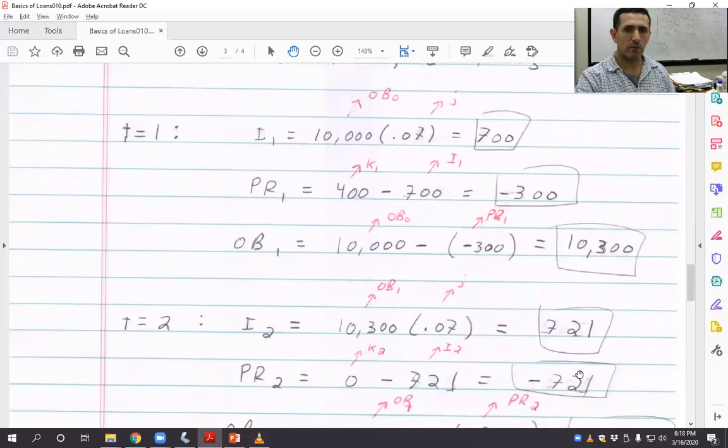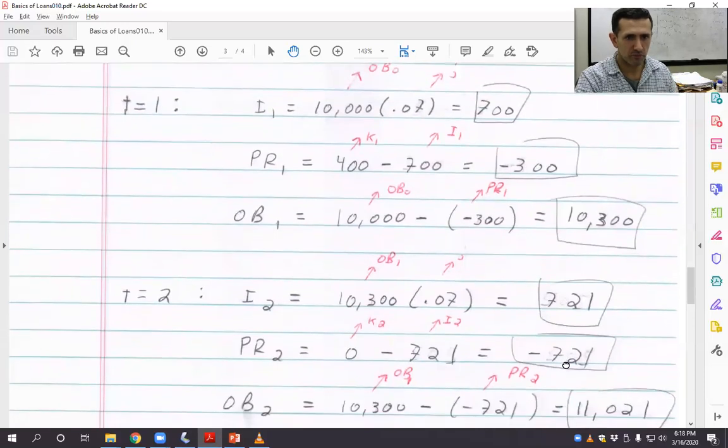So you're paying negative $721 towards your principal. You're tacking on $721 to your principal. Again, that's reflected in the formula because we have a minus minus, which makes it plus. 10,300 plus 721 is $11,021.